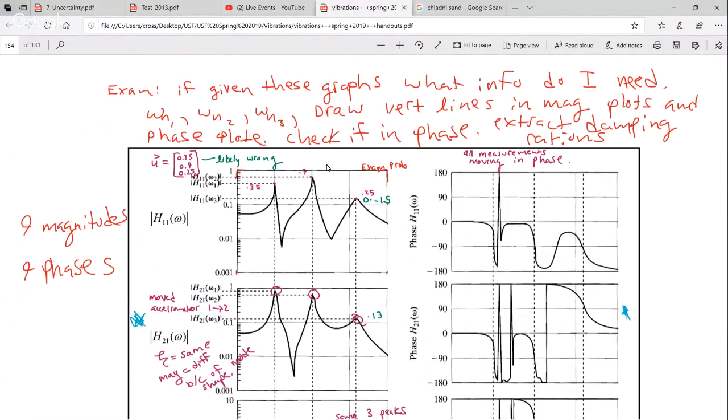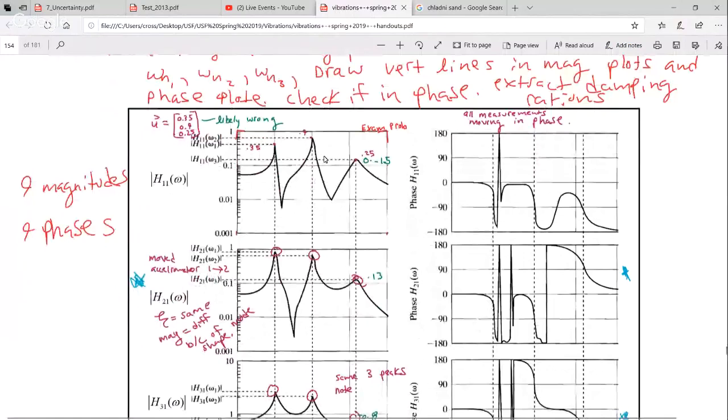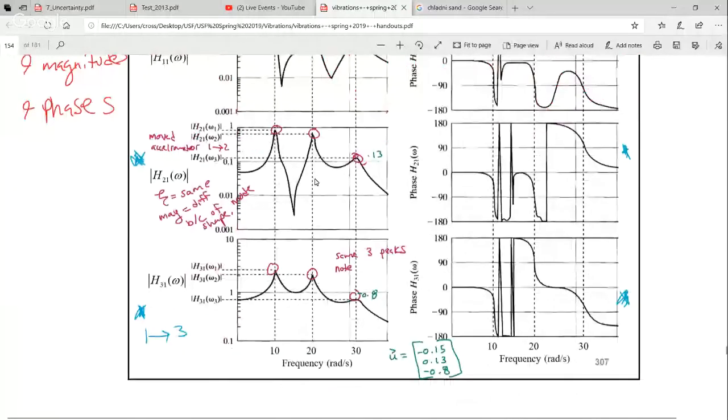Then your phases wouldn't be plus or minus 90 degrees. Good question. Now, you could extract, but it would be a much more involved problem. All right. Yes. Good question. Oh, go ahead.